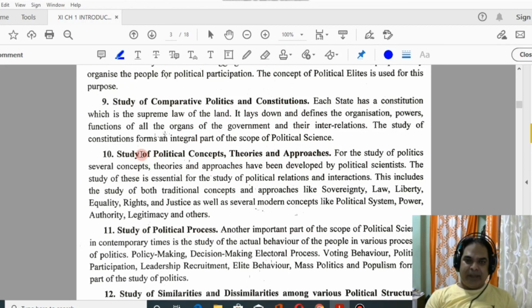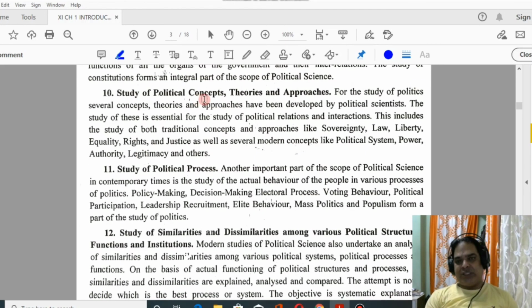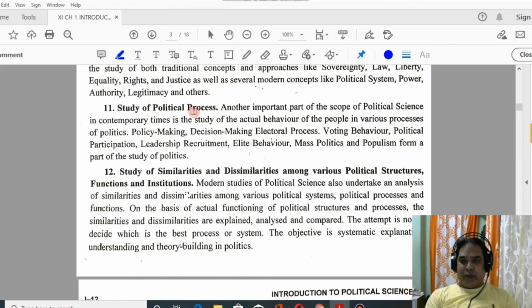Okay, now the study of political concepts, theories, approaches. All these things come under the study of political science. When we study sovereignty, just a simple word, a book can be written on it. Different philosophers have given different views, that means theories, on sovereignty. Law is there, liberty is there, equality is there, rights are there, justice is there, as well as several modern concepts of the political system.